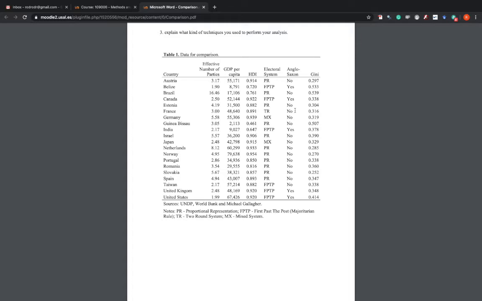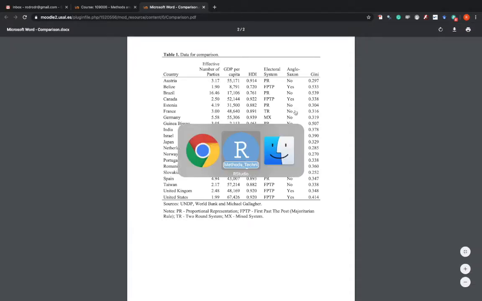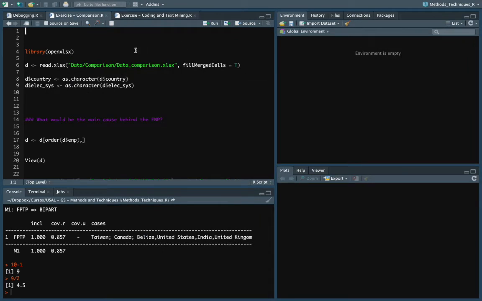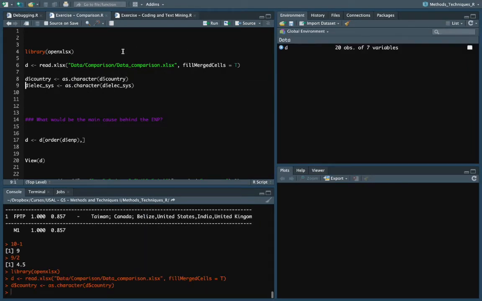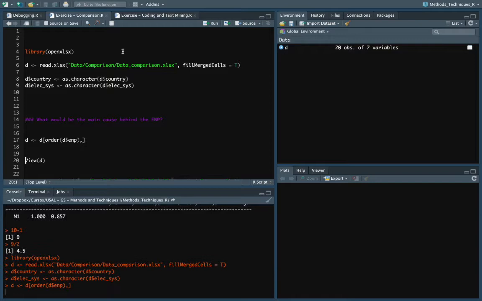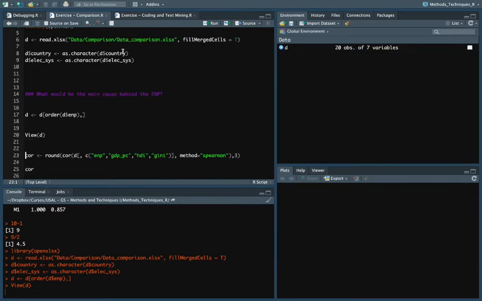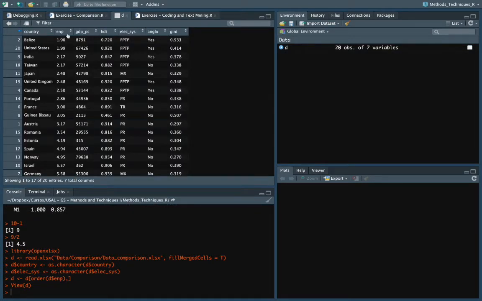Let's go step by step. Some of you have done the most obvious thing to do. That's just to sort the effective number of parties and see what was related to this. You did this in a very intuitive way, and most of you have done it right. You made the exercise well.